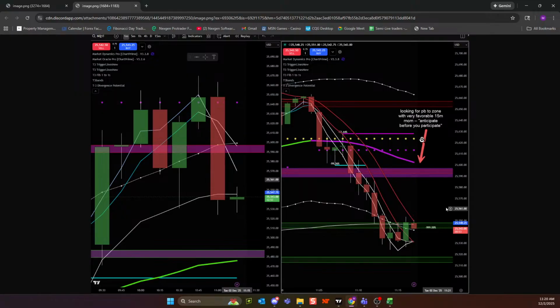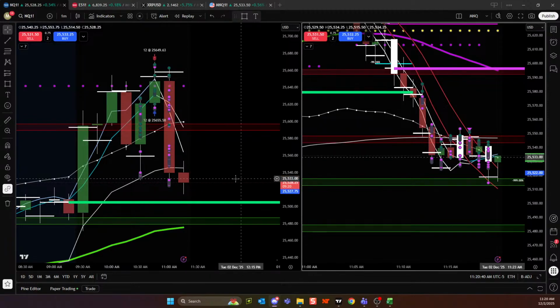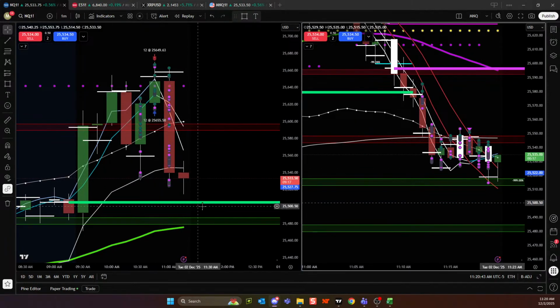Looking for a pullback to the zone. Very favorable 15. Anticipate before you participate. I love it. And then from 600, you want to make sure that it's that low end and it gives you room back to the VWAP, right, Phil? Yes, sir. And who knows, it may just blow through. We'll see. It's a perfect read. Calling your shots. This is what has to happen to get me in the market. If it doesn't happen, it's not my trade.